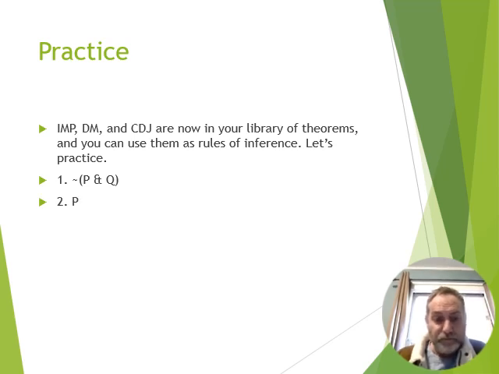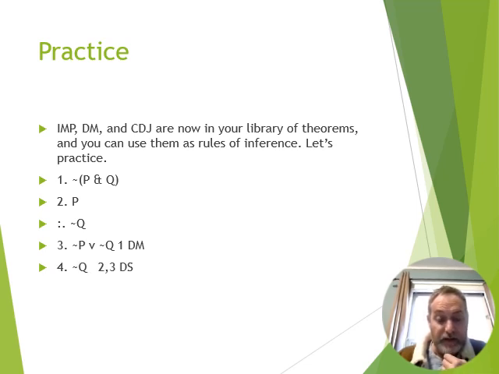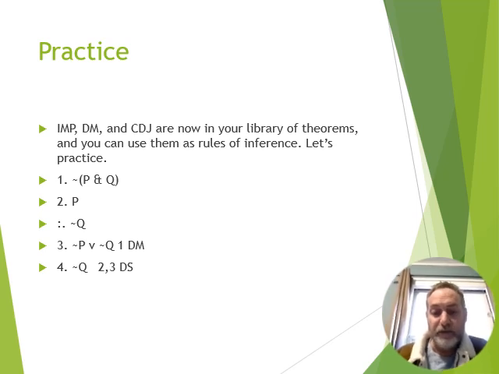So here's a proof. You've got premise 1, not (P and Q), premise 2, P, and you want to prove not Q. Well, now that we have De Morgan's, we can change 1 into not P or not Q. And now that I have that disjunction, it's easy to get not Q on its own with DS from line 2 and 3. And so now I've proven it. So this would have been maybe impossible. Maybe you could have done it with a long indirect derivation or something like that. But now that you have De Morgan's, it's pretty straightforward to solve this proof.